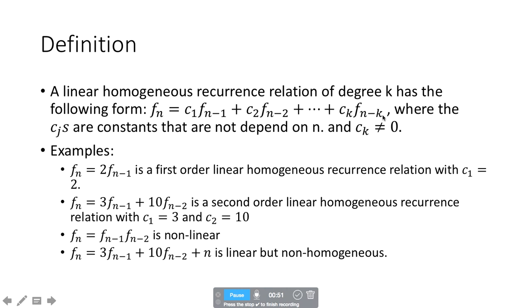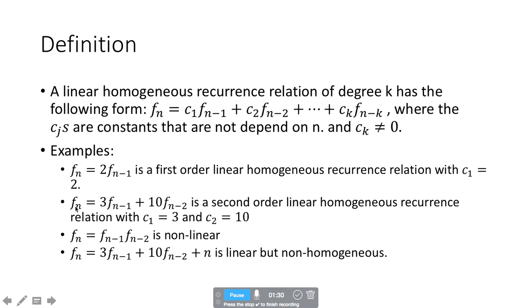And Ck is not 0 because you want the degree to be k, which means Fn has to be related to the k terms before it. For example, if you have Fn equals 2 times Fn minus 1, then this is a first order linear homogeneous recurrence relation with C1 equal to 2. In this sum you only have one term, which means Fn is only related to the term in front of it.